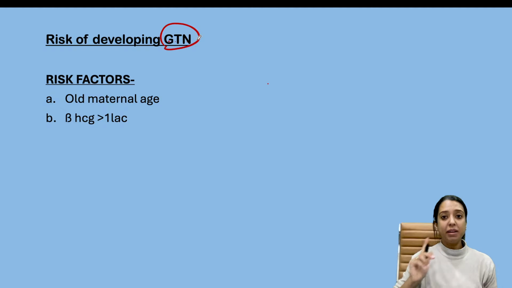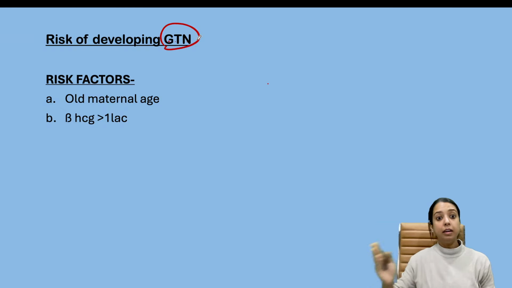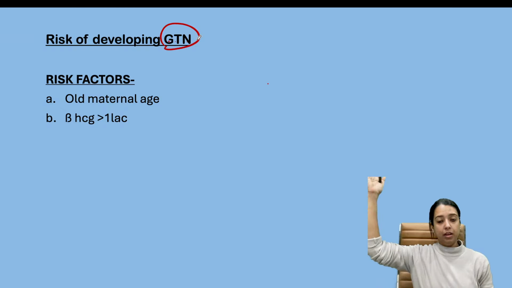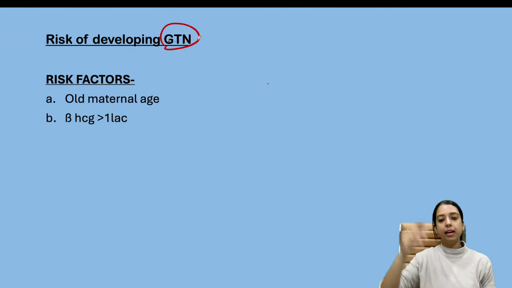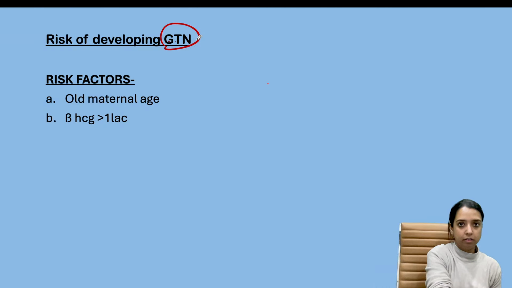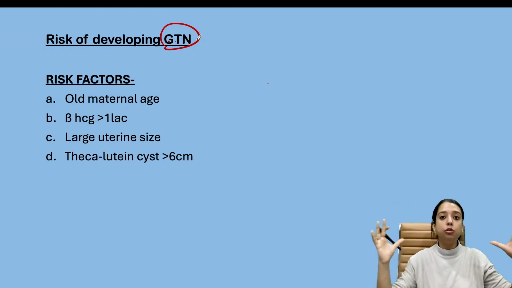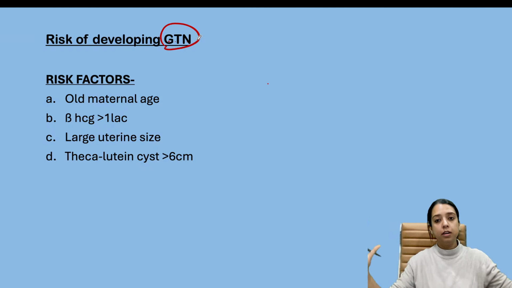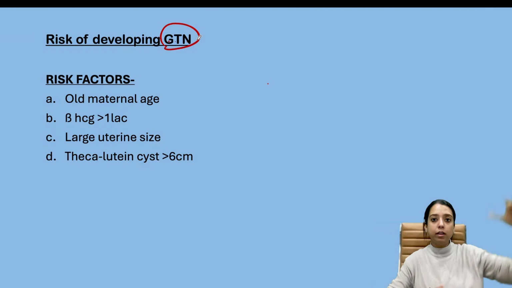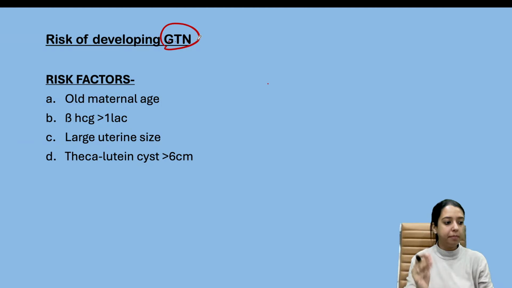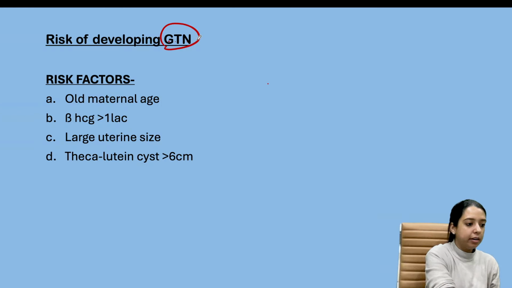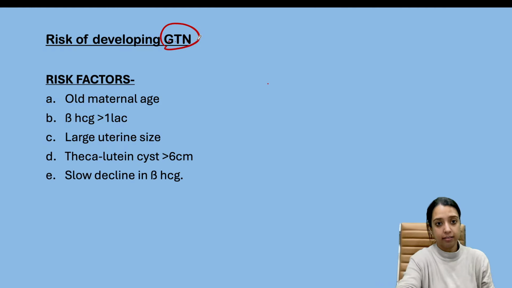Okay. So old maternal age itself is a risk factor. Beta HCG very high. Whenever beta HCG is very high, the risk is that it will turn into cancer. If the beta HCG is high, the uterine size will also be high. If the beta HCG is high, the theca lutein cyst will be big. So big cyst, big uterus, high beta HCG, all of them are risk factors for converting into GTN, that is the cancer.